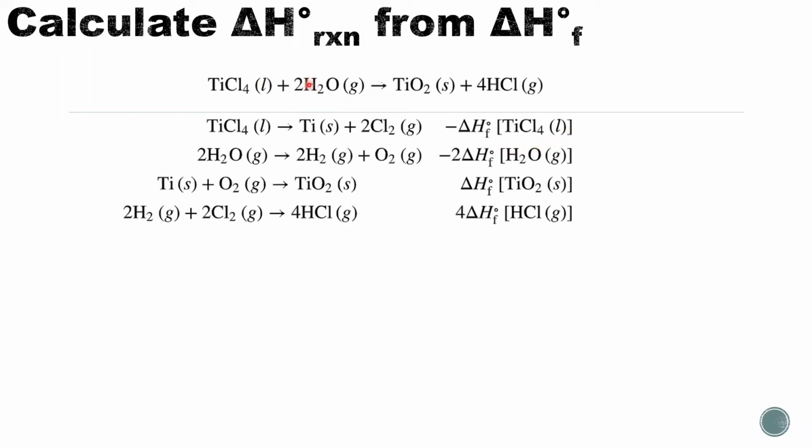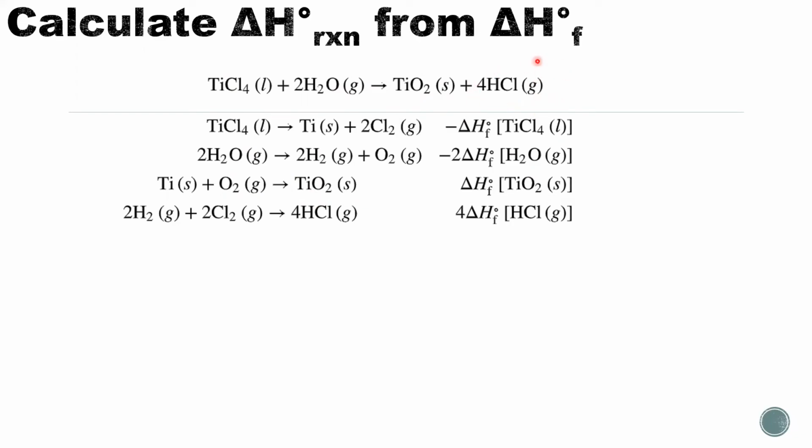For the second one, the water, we can write the standard enthalpy of formation. Also, we need to flip the left and right to make the compound shown on the reactant side. Also, we need to multiply all the coefficients by 2 to match the 2 in the target equation. So it's -2 times the standard enthalpy of formation of water in gas phase. Also, for the product TiO2, we can just write it out as it is. Titanium plus oxygen as TiO2 is just the standard enthalpy of formation. That's the formation equation of TiO2.